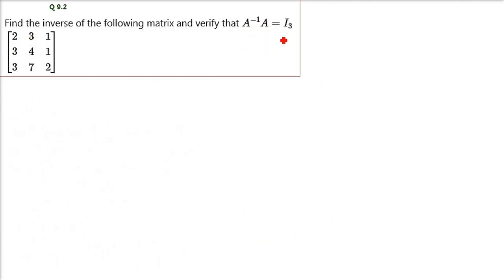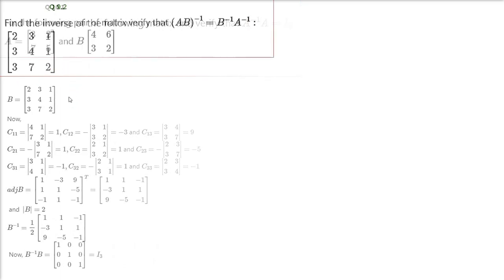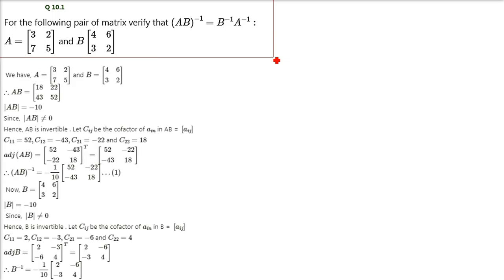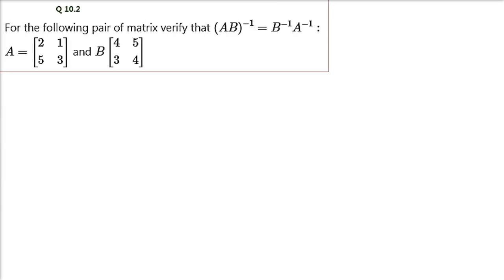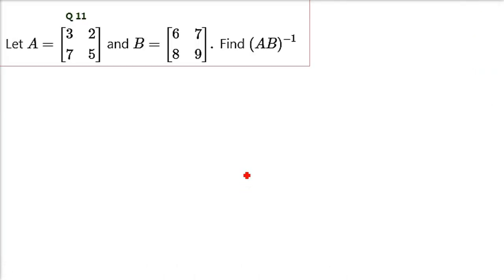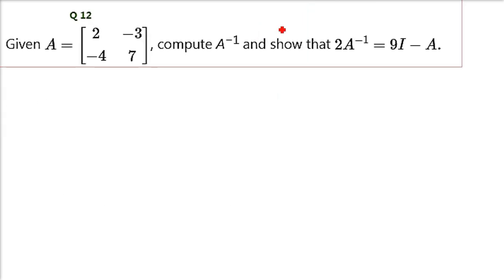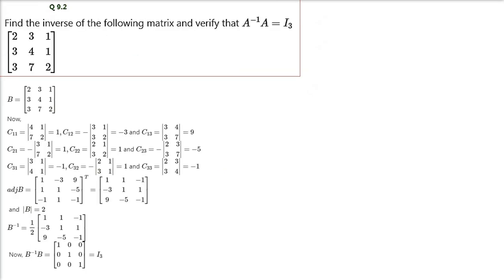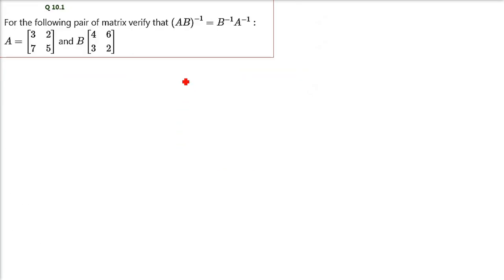So this question is exactly like the previous one we did. The same procedure needs to be followed. For the following pair of matrices, verify that (AB) inverse equals B inverse A inverse. So you see this question, the next question, and the next question are all related. We will try to do this question properly so that the next two questions get covered.